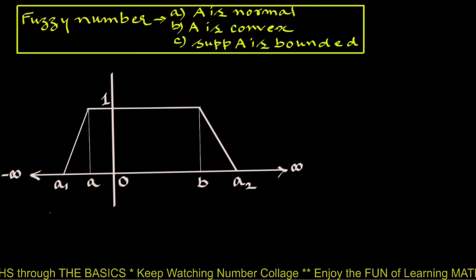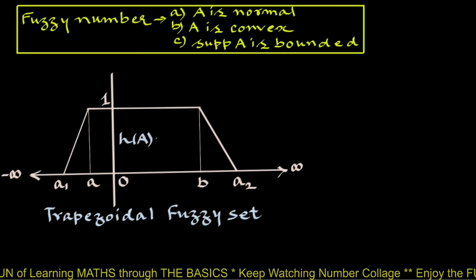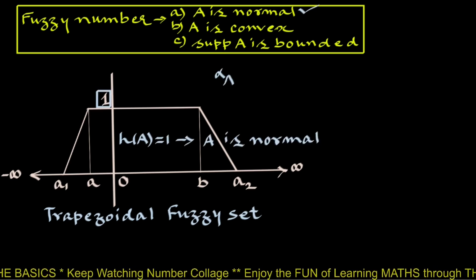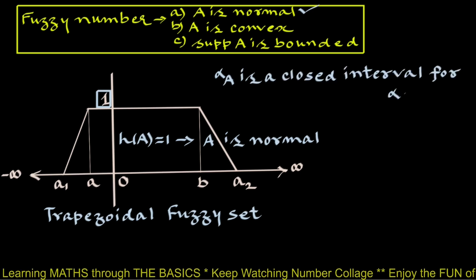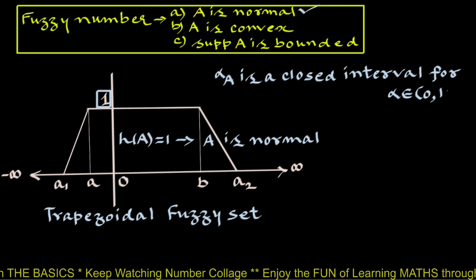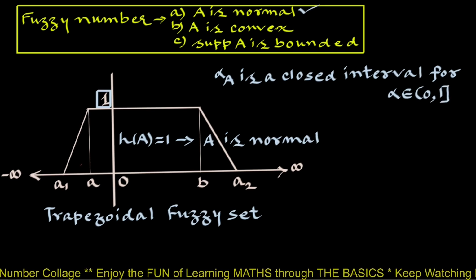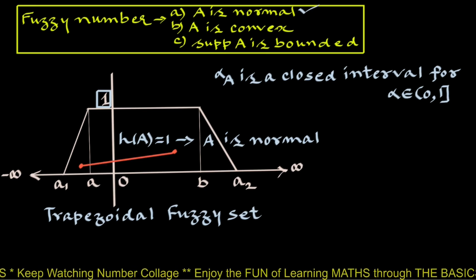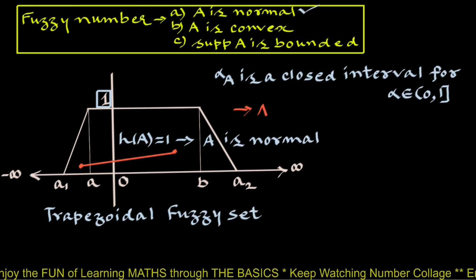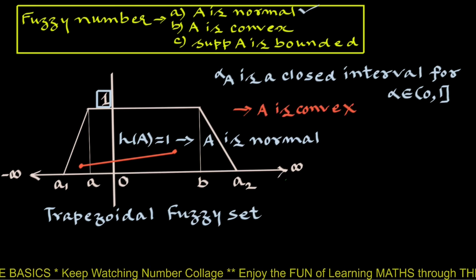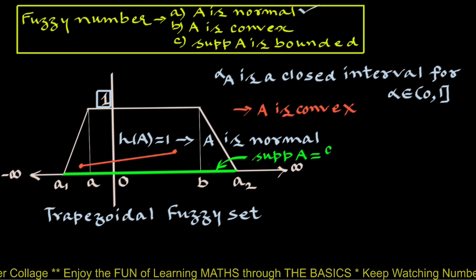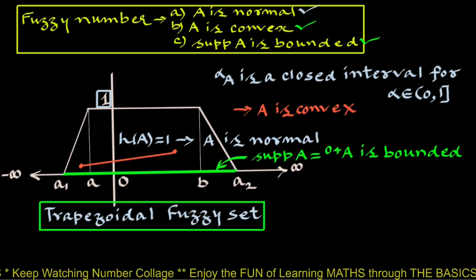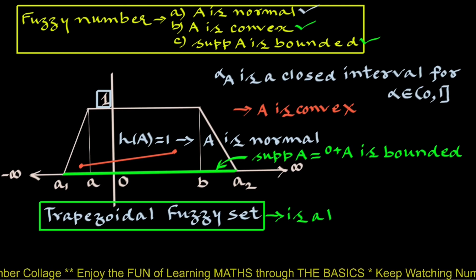In this trapezoidal fuzzy set, height of fuzzy set A is 1, which implies A is normal. Alpha cut A is a closed interval for alpha belonging to open 0, close 1, or a segment joining any 2 points within the graph lies entirely inside the trapezium. So A is convex. And finally, support A, that is strong zero cut A, is bounded, which confirms that this trapezoidal fuzzy set A is a fuzzy number.